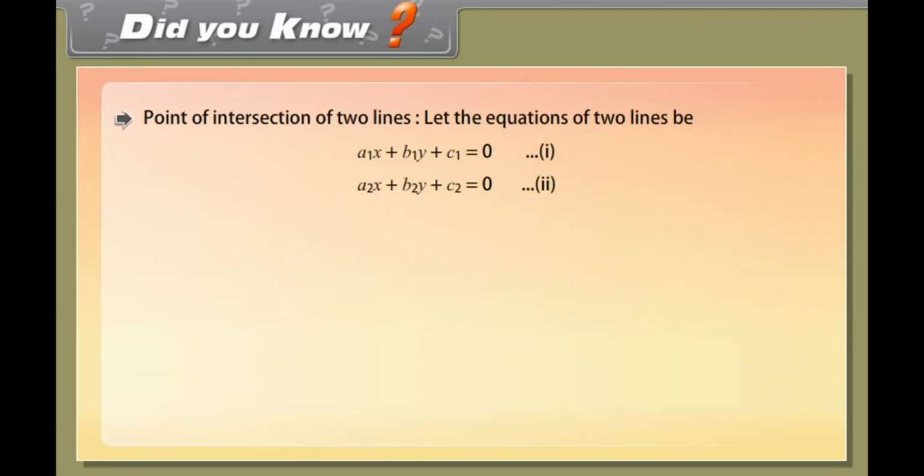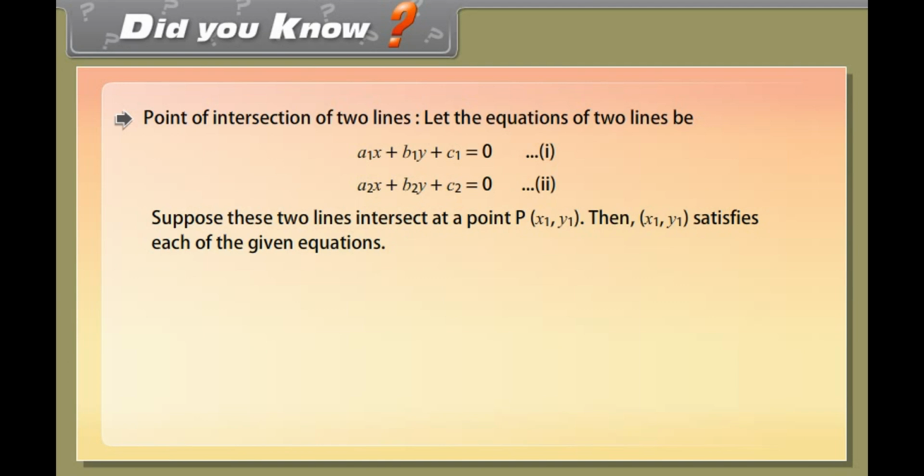Did you know? Point of intersection of two lines. Let the equations of two lines be a1x plus b1y plus c1 is equal to 0. Mark it as 1. And a2x plus b2y plus c2 is equal to 0. Mark it as 2. Suppose these two lines intersect at a point P(x1, y1). Then, x1, y1 satisfies each of the given equations. Therefore, a1x1 plus b1y1 plus c1 is equal to 0 and a2x1 plus b2y1 plus c2 is equal to 0.